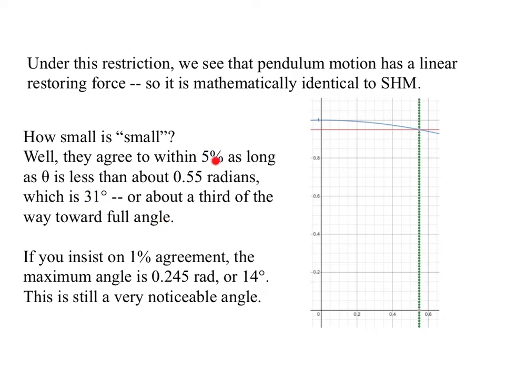If you decide that 5% is too generous and you agree on only 1%, then the maximum angle turns out to be 0.245 radians, which is still 14 degrees. It's very noticeable, a 15-degree angle. So small is not very small here. We're not talking about infinitesimal or even tiny. We're talking about real, if smallish, angles.